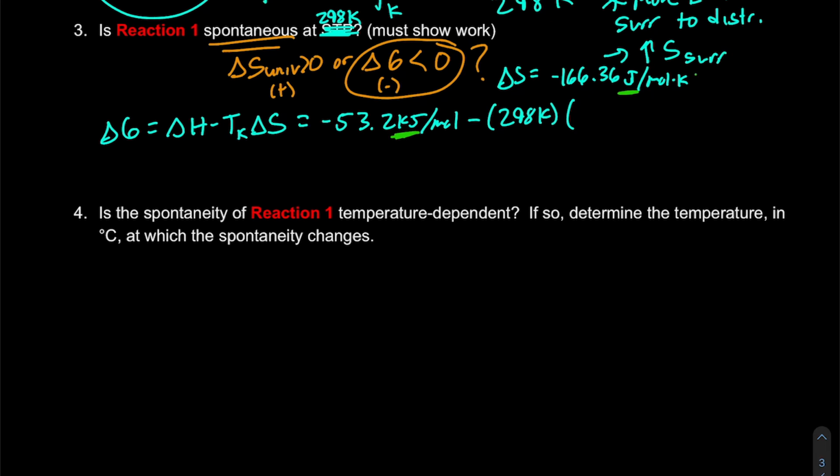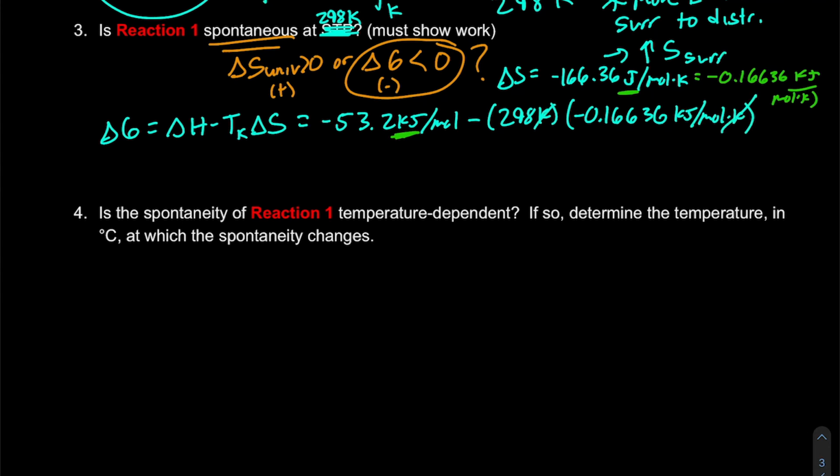Well, let's go ahead and just convert this to kilojoules. So we divide by 1,000, negative 0.16636 kilojoules per mole Kelvin. So we go ahead and plug that in here, negative 0.16636 kilojoules per mole Kelvin.